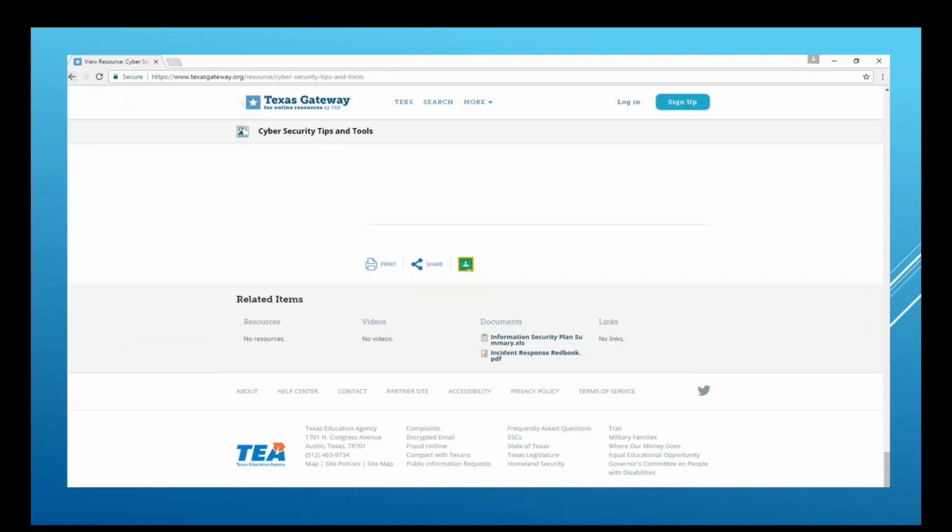And that is indeed at the texasgateway.org. If anybody has trouble finding that website, drop me a line and I'll be sure and send you the URL for that. But that's where we're storing all of this information that has been reviewed by the Data Security Advisory Committee. And again, I'll thank those folks for their time and effort.